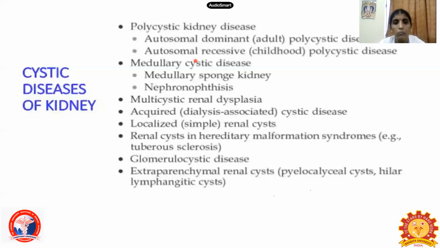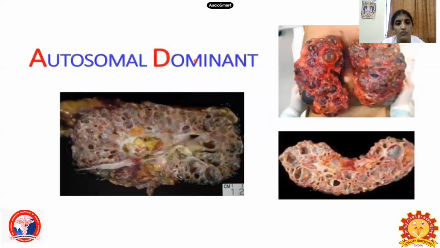Then the most common but clinically might be insignificant is the localized or simple renal cyst. Then the next in the list is the renal cyst that occurs in hereditary malformation syndromes, such as tuberous sclerosis. Then, of course, the last in the list includes glomerulocystic disease and extraparenchymal renal cyst. So remember, polycystic kidney disease, medullary cystic disease, multicystic renal dysplasia, acquired cystic disease, and localized simple renal cyst are the commonest, followed by hereditary malformation syndromes, glomerulocystic disease, and extraparenchymal renal cyst at the last of the list.